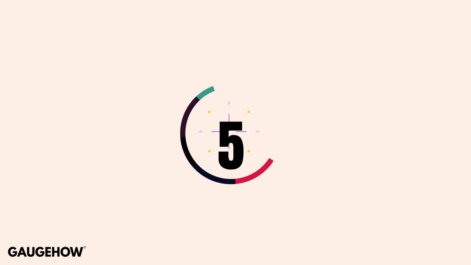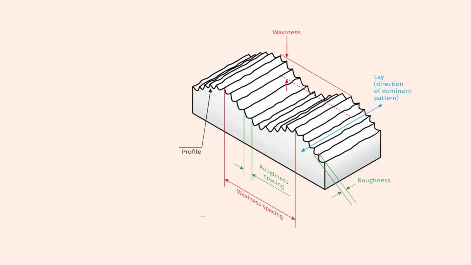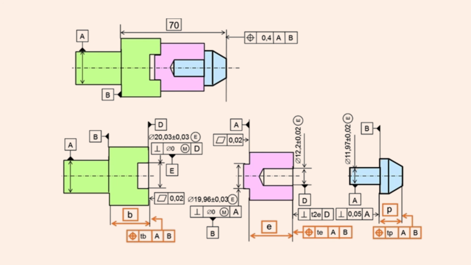Step 5. Surface finish and GD&T symbols. Roughness marks tell you how the part gets machined. GD&T tells you how it fits with everything around it. If you don't know GD&T yet, that's a separate video.